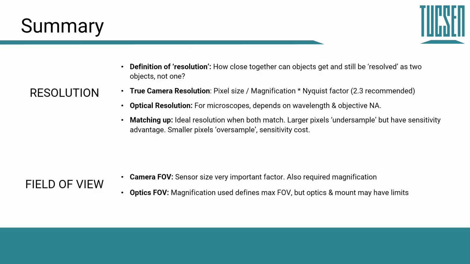Next, we looked briefly at field of view for camera systems, and we can split this roughly into camera field of view, where the sensor size is the very important factor. But we also need to consider the magnification, and this leads us on to the optical field of view, where the magnification used defines the maximum field of view that a camera can give, but the optics and the mounts may also have limits, whether that's through how broad an area we can illuminate with our microscope, or whether we might have vignetting at the edge of a lens, or whatever it might be. There might be limits to this maximum field of view that you must consider for your application.